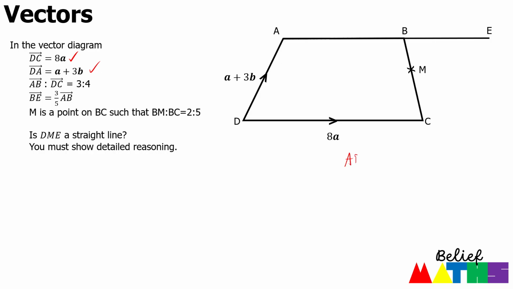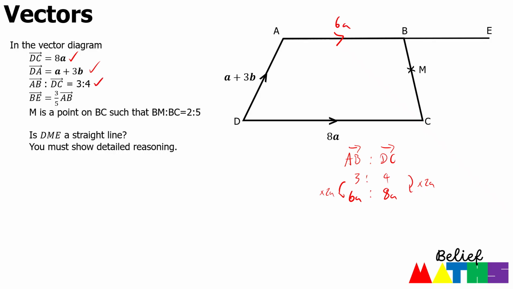So AB to DC is in a ratio of 3 to 4. And we can see DC is 8A. So our scale factor here is just times 2A. We can do the same on the other side, and that gives us 6A. So straight away we know A to B is 6A. And that's that piece of information done.